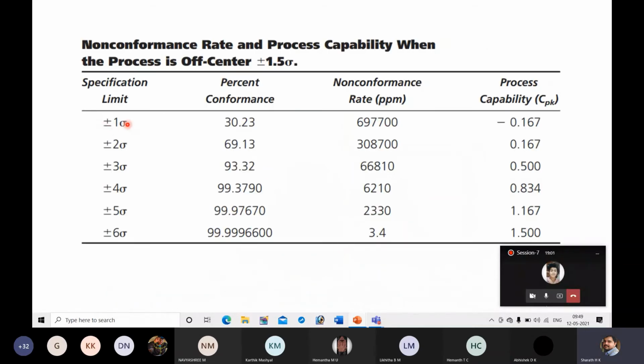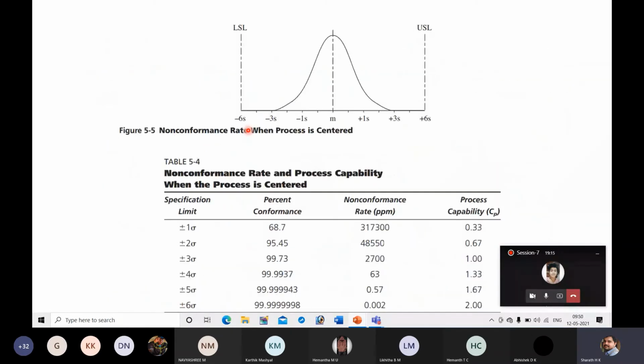If you consider specification limits as plus or minus 1 sigma, only 30.23% of products are acceptable. The remaining almost 70% are defective. That's why in statistical process control, engineers always work hard to keep the process centered, to bring this peak towards the mean, so that the number of defectives will be less.